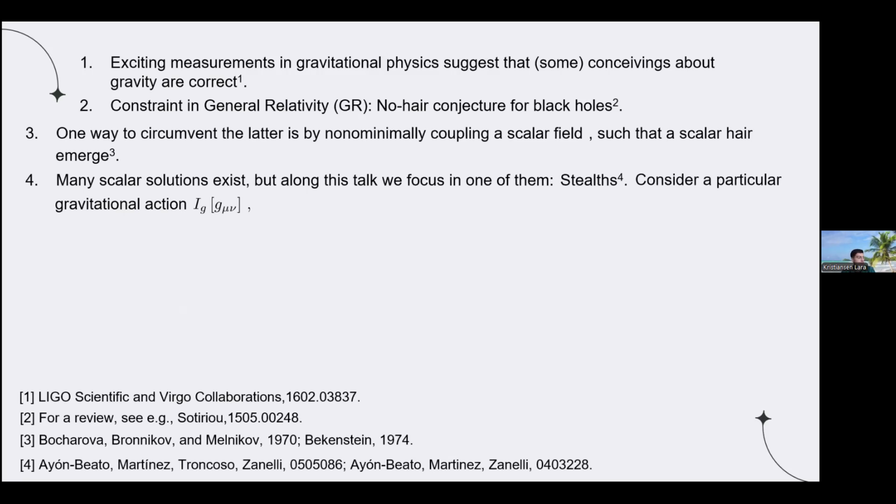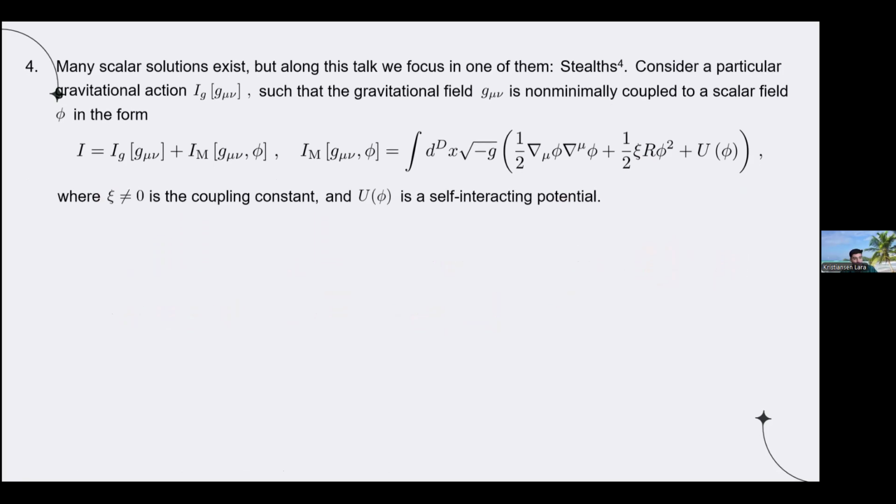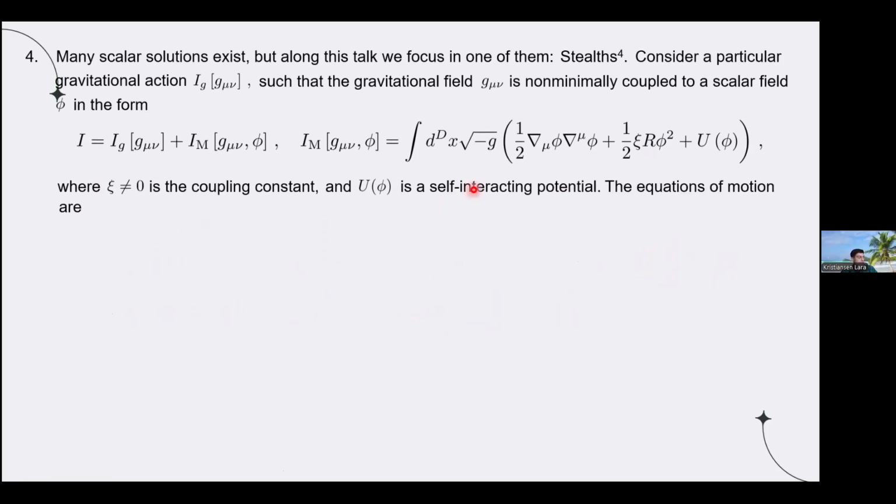So to concretize the discussion, consider a particular gravitational action, your favorite gravitational action, I_G, such that the gravitational field g_μν is non-minimally coupled to a scalar field phi in the following form. So we have the gravitational action plus the matter one, where the matter is given by this non-minimal coupling through the Ricci tensor and the scalar field, where chi is the coupling constant different than zero, and U of phi is a self-interacting potential.